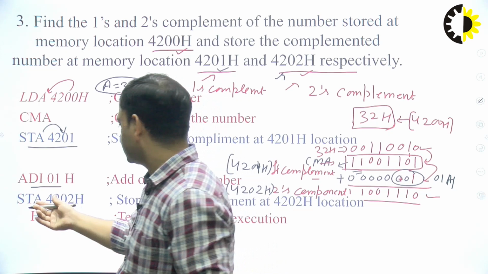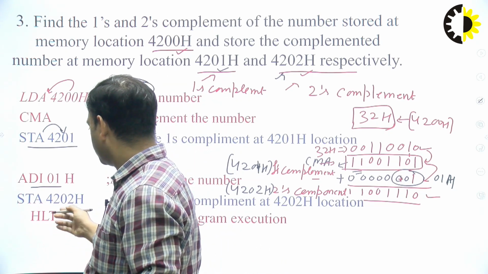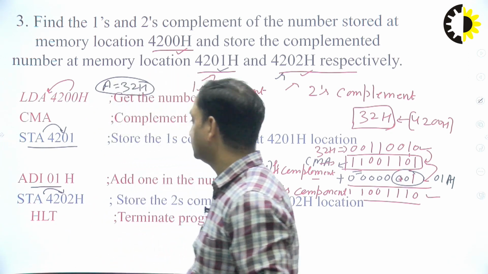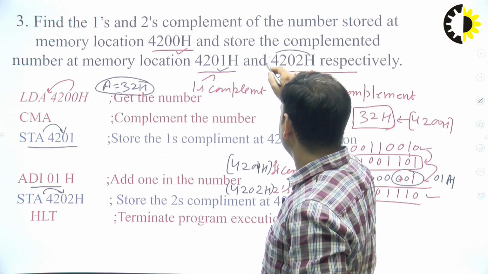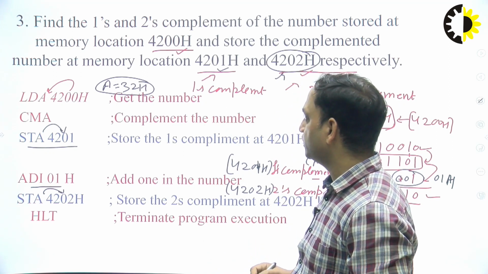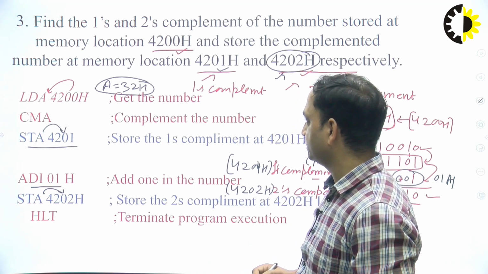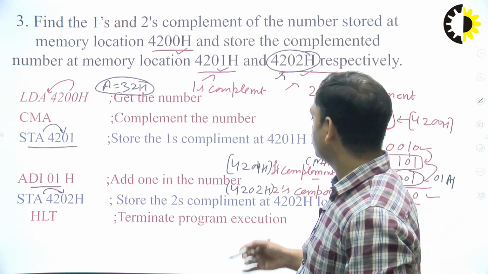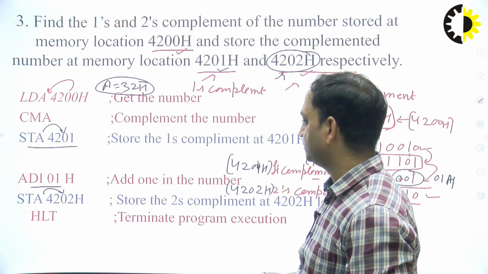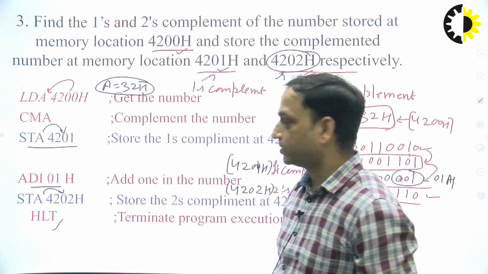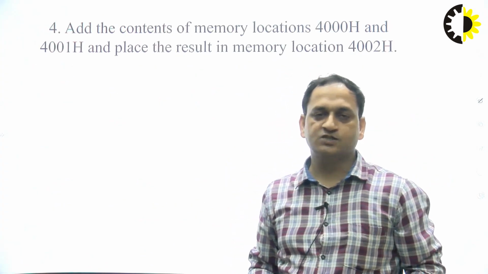So now we have the STA 4202. It means the content of accumulator A will move into this particular memory location, that is 4202. In this way, three memory locations are required: 4200 for the input, 4201 for the output for 1's complement, and 4202, the output for the 2's complement, and at the end halt. Okay. Now come to the next one.